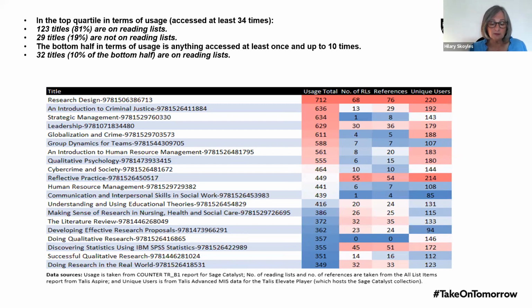And finally, it was found that 32 titles, or 10% of the bottom half of the list of titles, appeared on reading lists. I hope that you feel, as we do, that these figures support and demonstrate the accuracy of our decision to renew our access to the Catalyst collection for the next academic year.